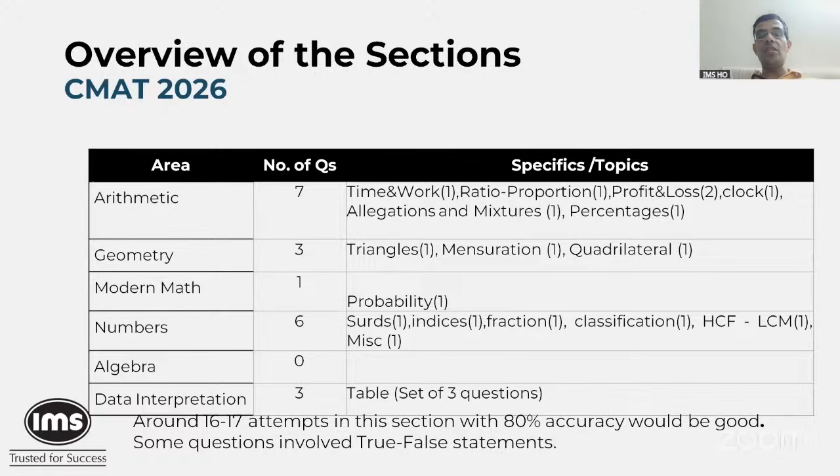Otherwise, students who did not notice that part might have thought that something is wrong with this question, and that option is not matching and things like that. So what we are saying is around 16 to 17 attempts in this section with 80% accuracy would be a good attempt.